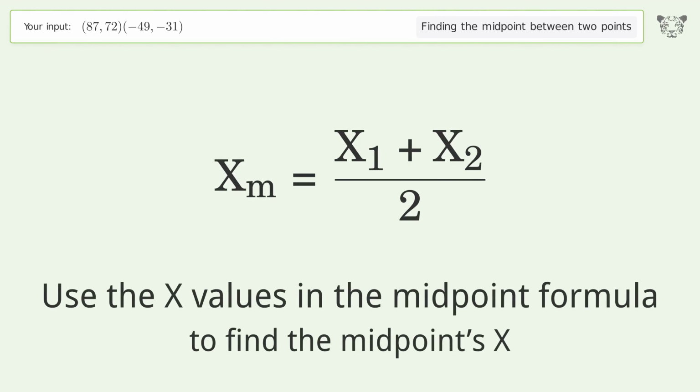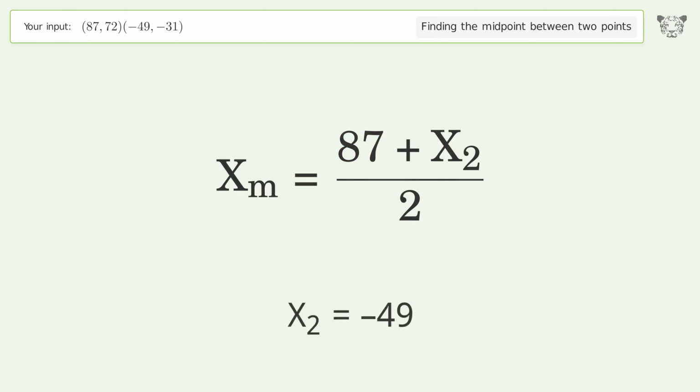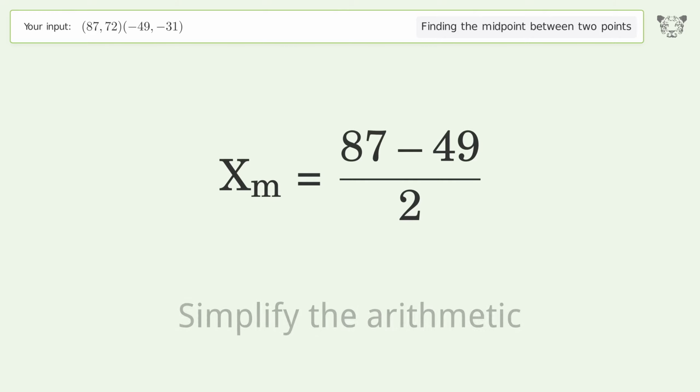Use the x values in the midpoint formula to find the midpoint's x. x1 equals 87. x2 equals negative 49. Simplify the arithmetic.